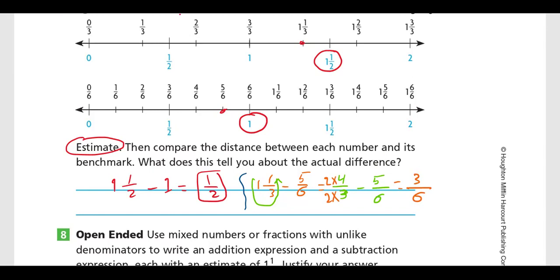If we need to make it simple, 3 and 6 are in table 3. So I can divide by 3 up and down. So 3 divided by 3 is 1, and 6 divided by 3 is 2. So it will be 1 over 2.